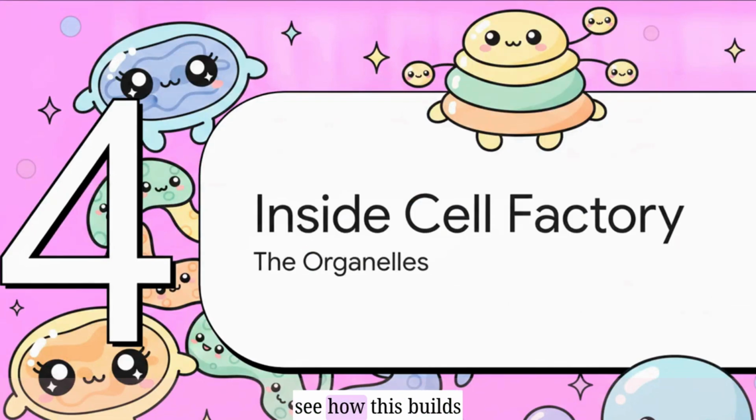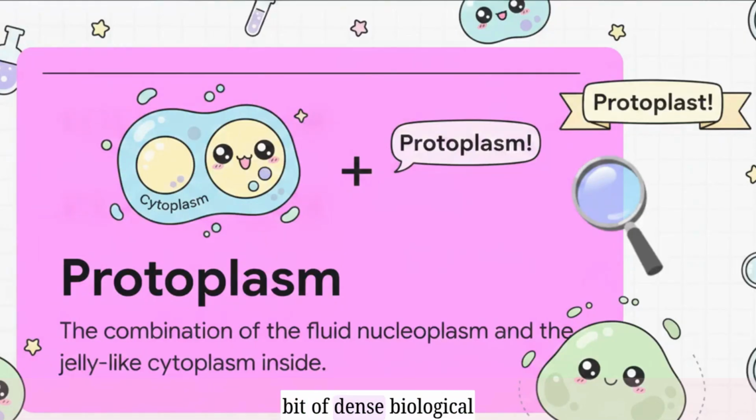Section 4. Let's see how this builds as we zoom deep inside the cell to explore the functional city within. First off, let's clear up a bit of dense biological jargon so you have a really clear map of the cell's fluid filling. Protoplasm is simply the combination of the nucleoplasm, that's the fluid inside the nucleus, and the cytoplasm, which is the jelly-like fluid outside the nucleus.